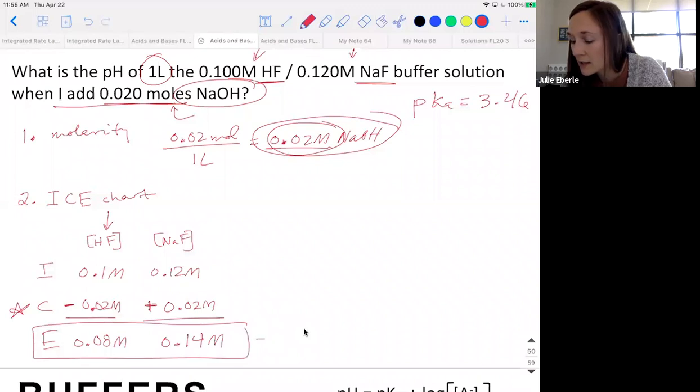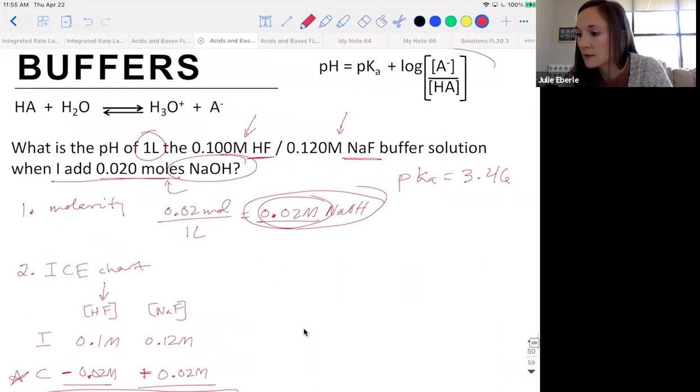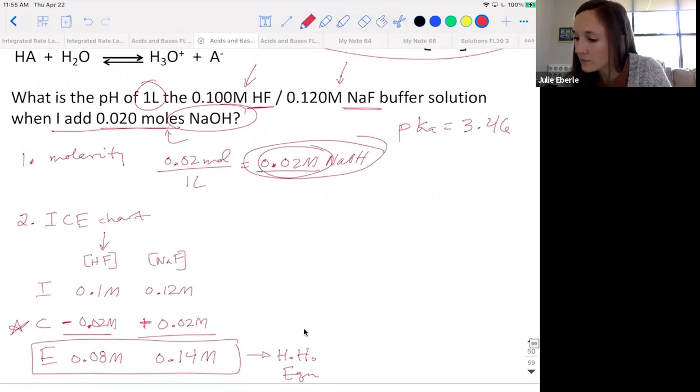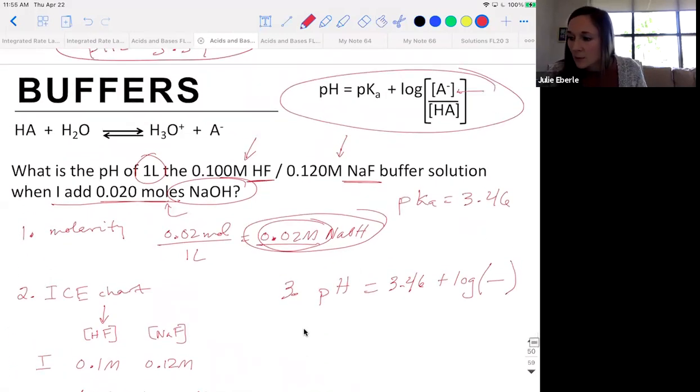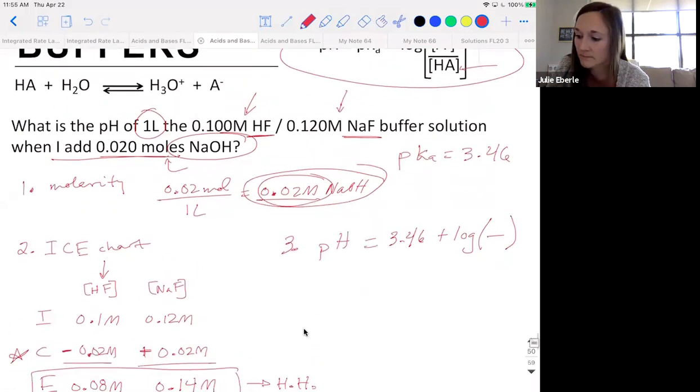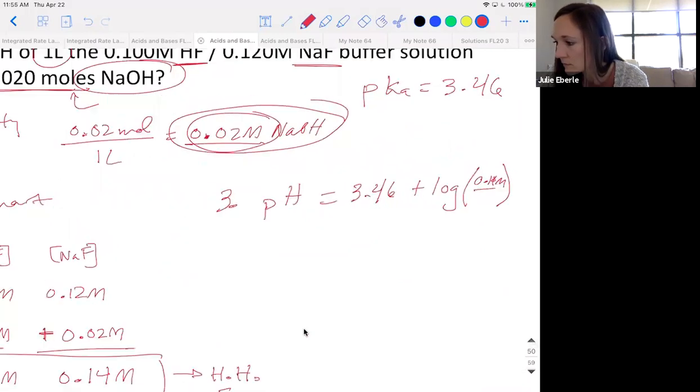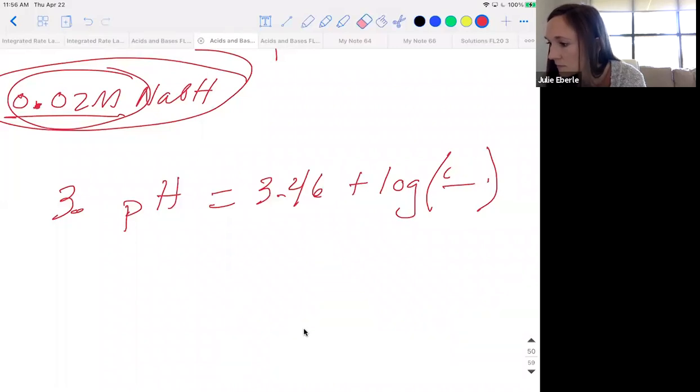And this right here is what you plug in to the Henderson-Hasselbalch equation, which is given to you right up here. So that's the last step here. Step 3, plug in the new equilibrium concentrations. So we're solving for pH equals pKa 3.46 plus the log of what goes on top, what goes on bottom. Conjugate base goes on top, weak acid goes on bottom. And you pull the numbers from your row E. So 0.14 and 0.08.